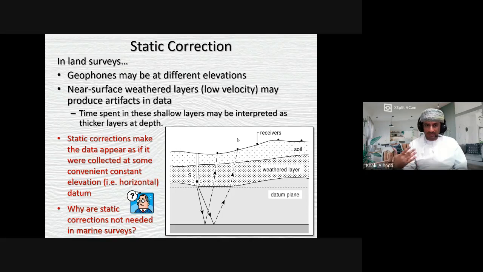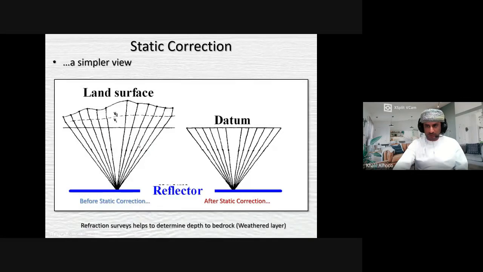So I don't need to apply static correction for the marine data. The answer for this question: no, there is no static correction for marine data. If I compare what is before the static correction and what's after, you see this line, I'm having two velocities, V sub 0 and V sub 1. They are two different layers, and I need to get rid of this one.